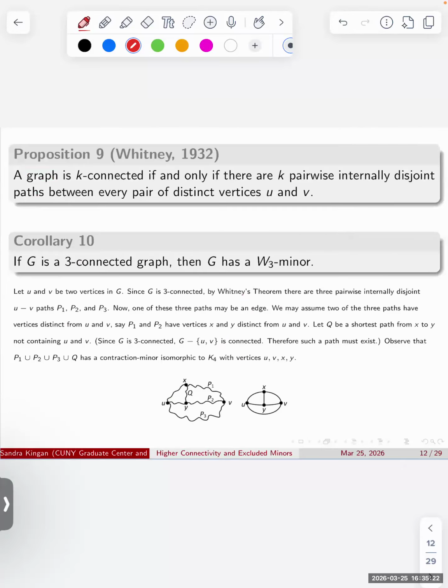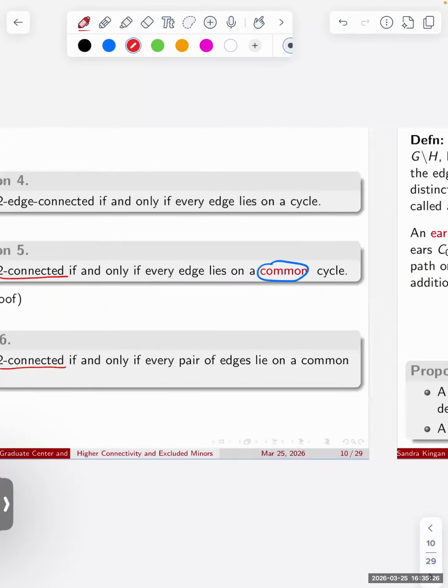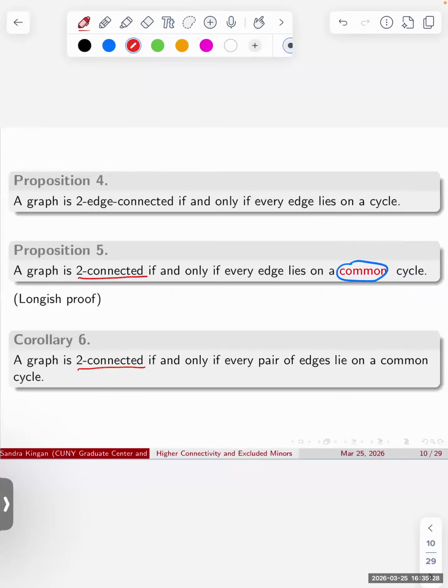All right, moving on. Is Proposition 5 in some way a reformulation of Whitney's characterization theorem? Because you take the two internally disjoint paths, the union of two internally disjoint paths, you get a common cycle, right? Yeah, so all of this feeds into the proof of Whitney's theorem. I think that's how I did it in talk 1, right? Yeah. So this feeds into Whitney's theorem.